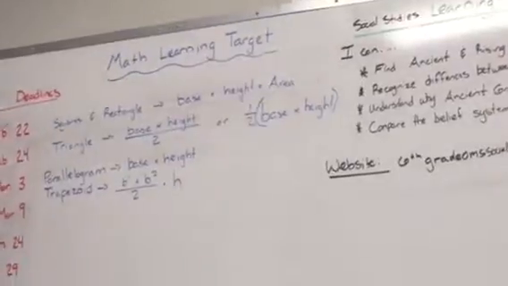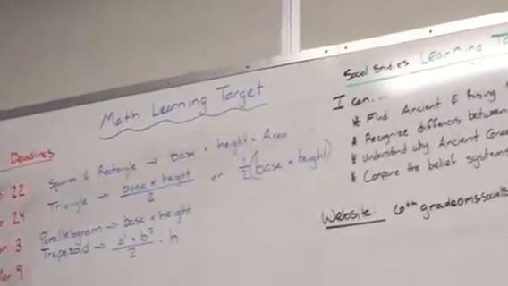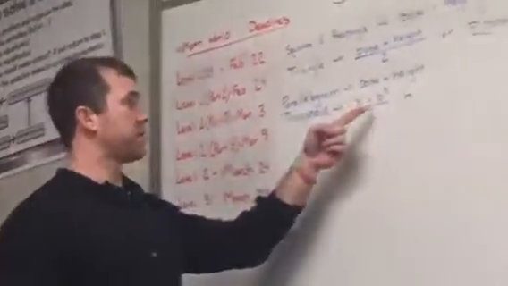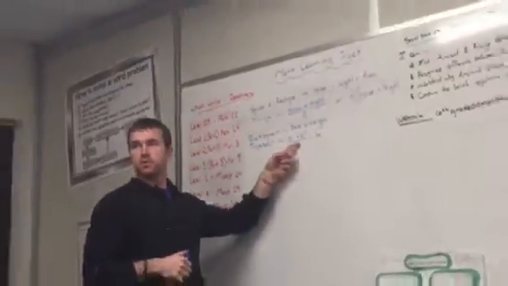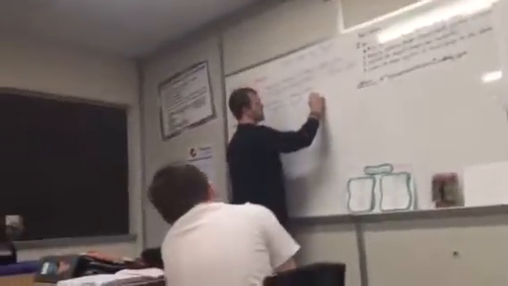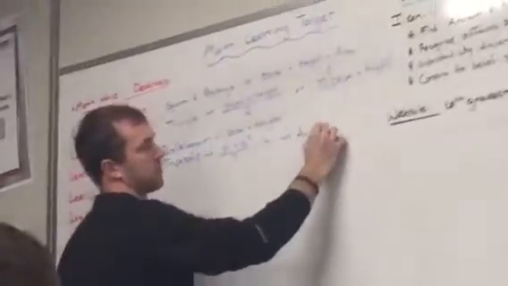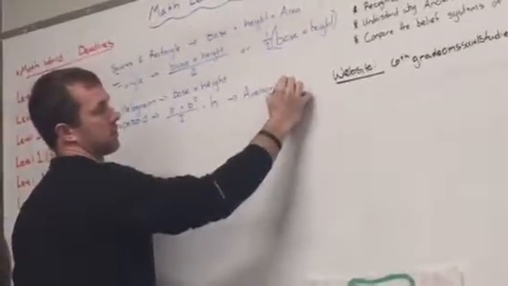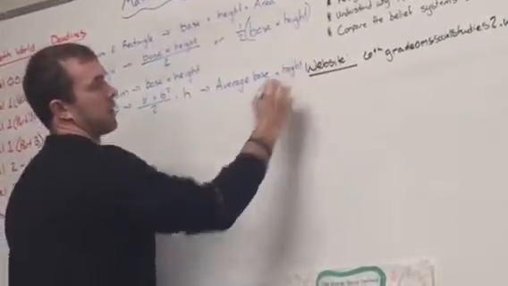When you add two numbers together and divide by 2, what are you finding? The median. No. The mean. You're finding the mean. You're finding the average. Oh. So base 1 plus base 2 divided by 2 is finding the average base times the height. So this is what I would say. I would say that this is the same thing as average base times height.